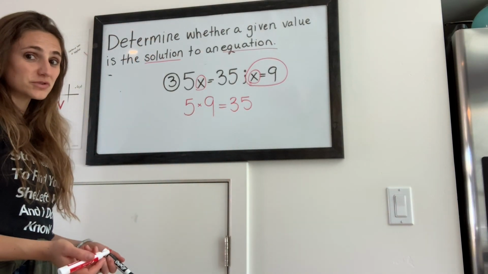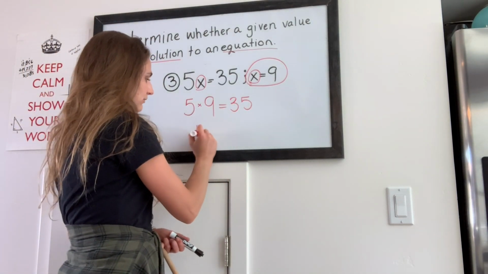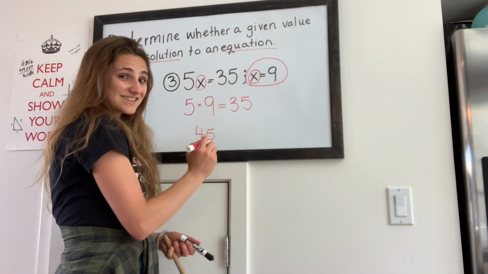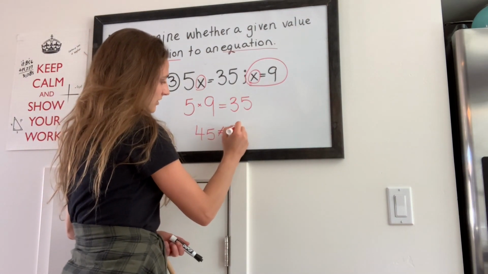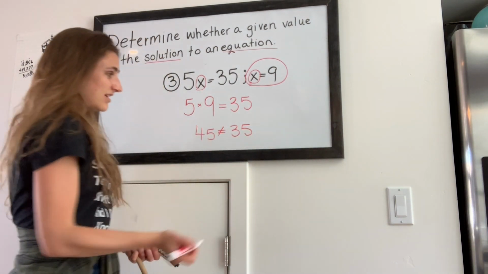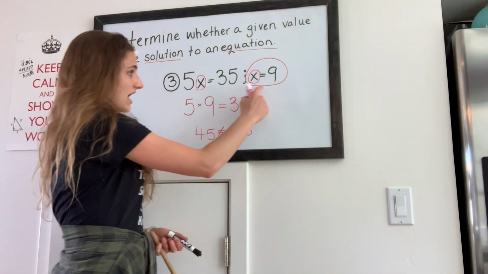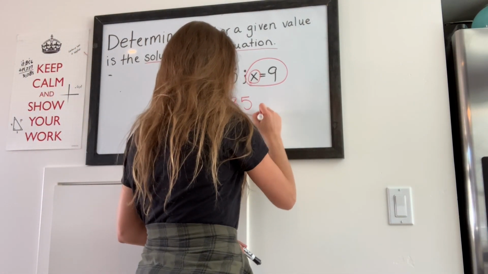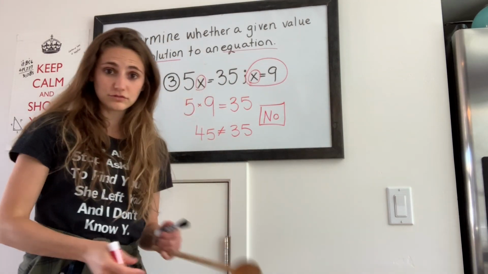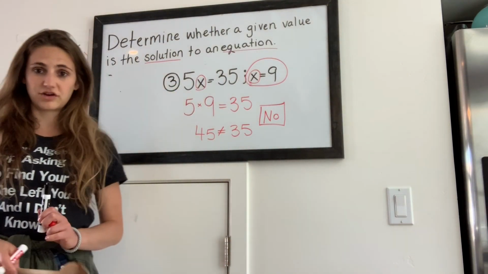However, 5 multiplied by 9 equals 45. It does not equal 35. Therefore, no. X equals 9 is not a solution to this algebraic equation.